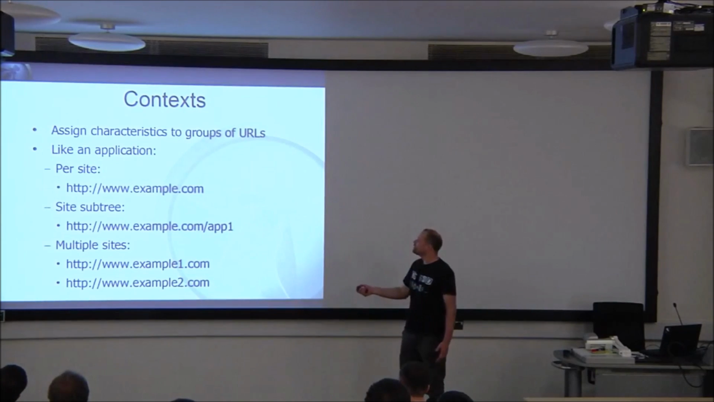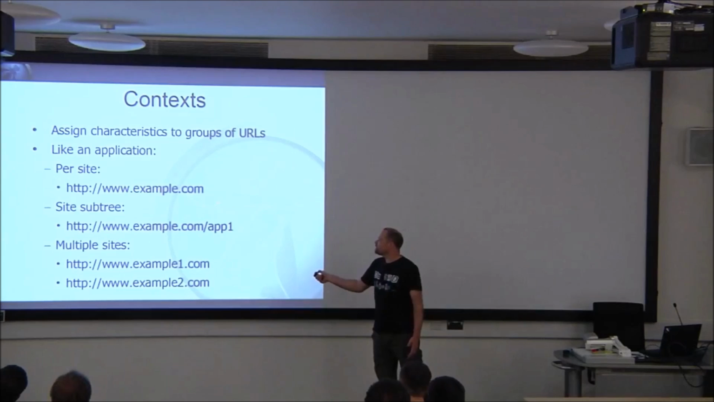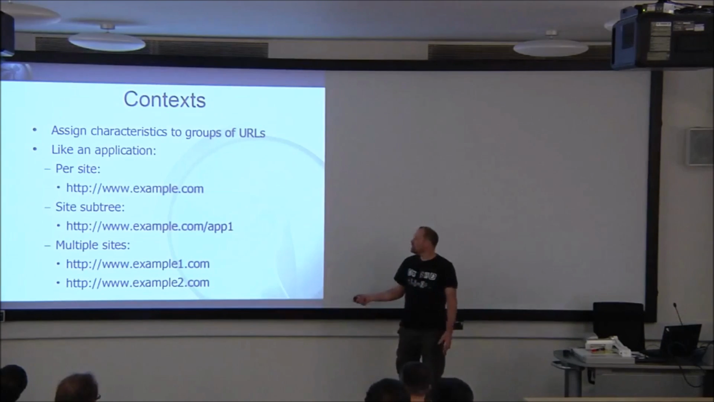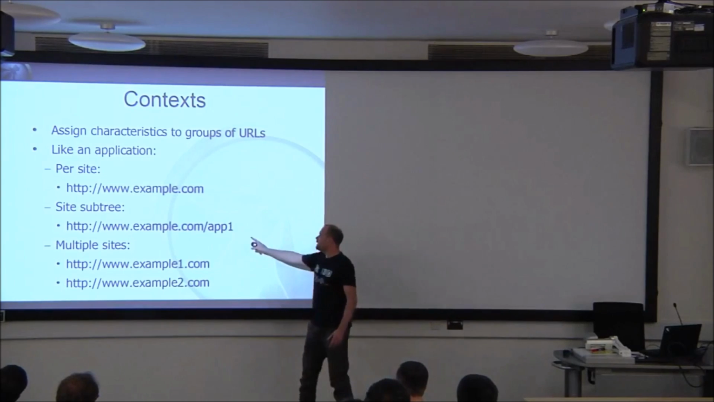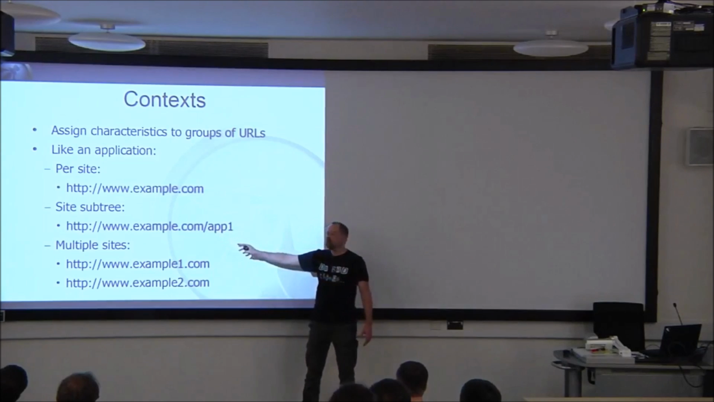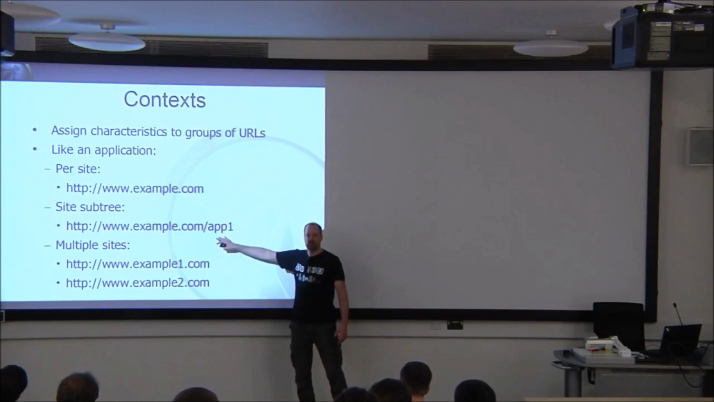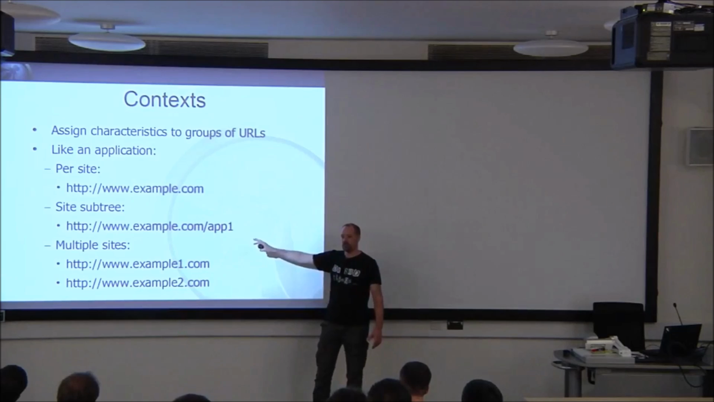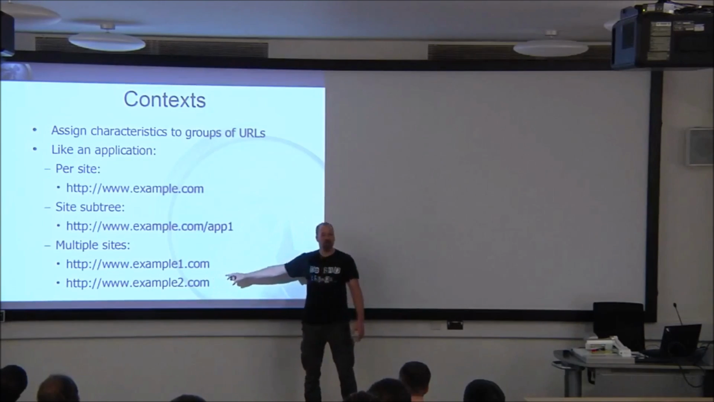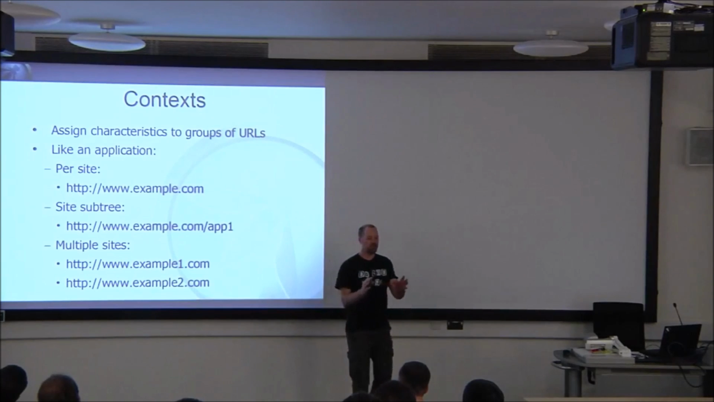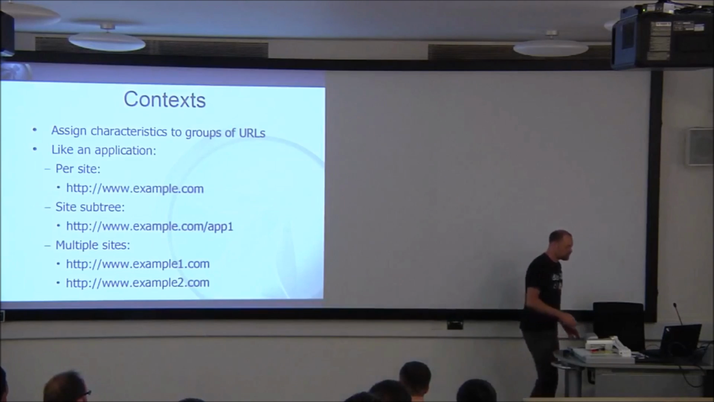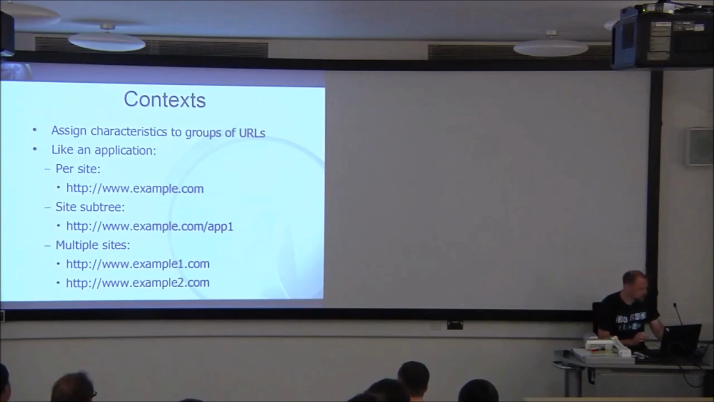So we've got the typical case where you've got www.example.com, that's one site, one application. You then have multiple applications on the same site, and they can have very different characteristics. So a subtree, a subset of a site, could be a context. Or a context could actually cover multiple sites. And you could have contexts for parts of applications as well. This all sounds a bit airy-fairy, so what I want to do is some demos.